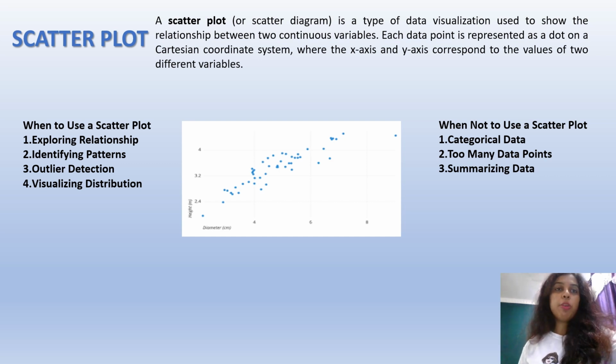To summarize a scatter plot, we can say these are versatile tools for visualizing and exploring the relationship between two continuous variables. They make it easy to identify patterns, correlations, and outliers. However, they should be used carefully when dealing with large data sets or categorical variables.